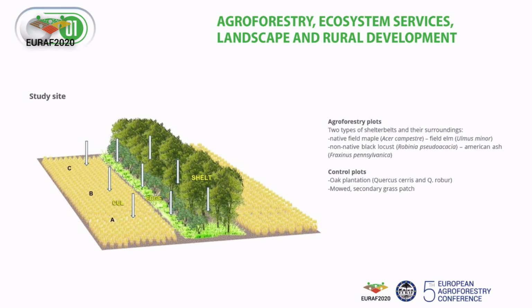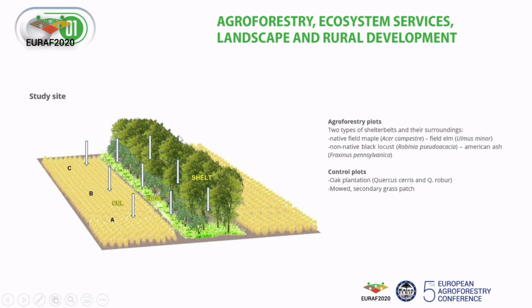One of them is a black locust dominated plantation with green ash. All three species are non-native invasive species in Hungary, but they are frequently planted in shelter belts. The other type of shelter belt is a native field maple and field elm stand.